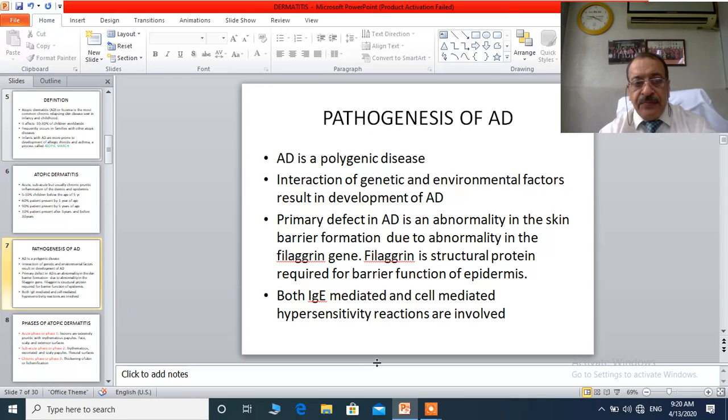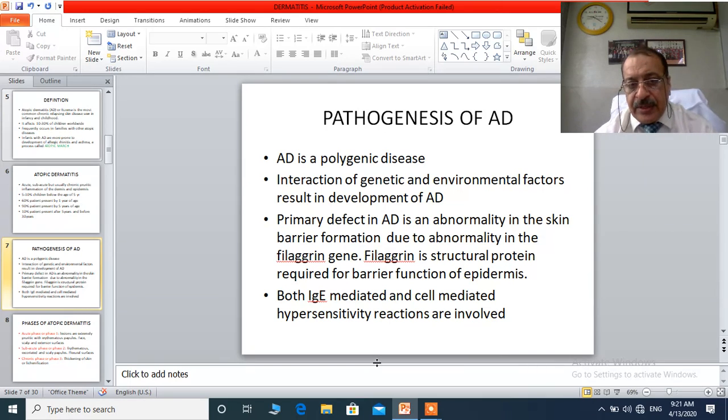The pathogenesis of atopic dermatitis: atopic dermatitis is a polygenic disease. In other words, it is a multifactorial disorder. These children are genetically predisposed to develop atopic dermatitis, and various environmental factors act as triggers and precipitate the illness.